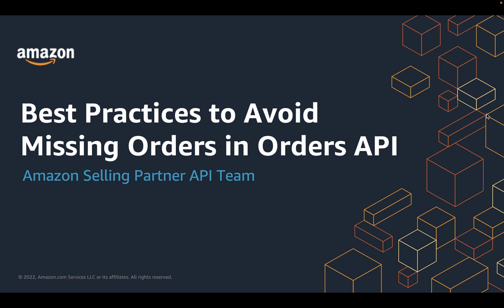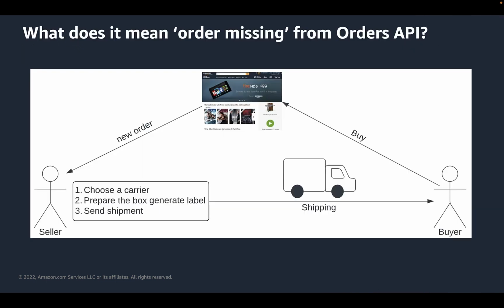Today in this video, I would like to talk about best practices when using Orders API, especially when dealing with a high volume of orders. Orders API is a popular API among our SP APIs. However, I often see an issue where developers mention that their order is missing when they call the Orders API. Let's first see what order missing is.